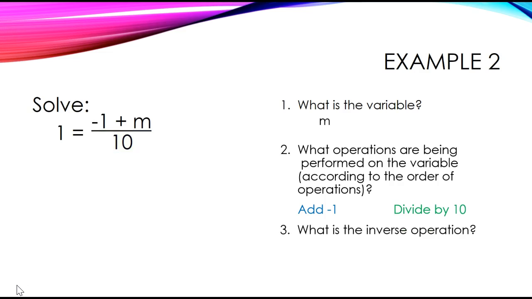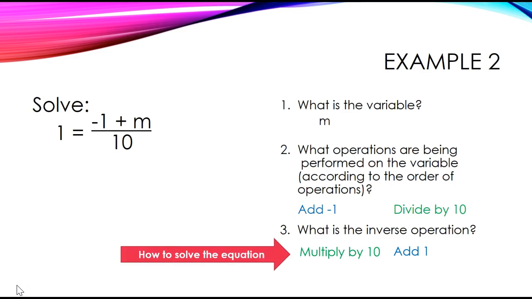To consider the inverse operation, our first step is to undo divide by 10, or we'll multiply by 10. The next thing we're going to do is subtract negative 1. Sometimes subtracting a negative can be difficult, so we can always add 1, and that's what I would recommend. So this last step tells us how we're going to solve the equation. First, we multiply by 10, and then we add 1.